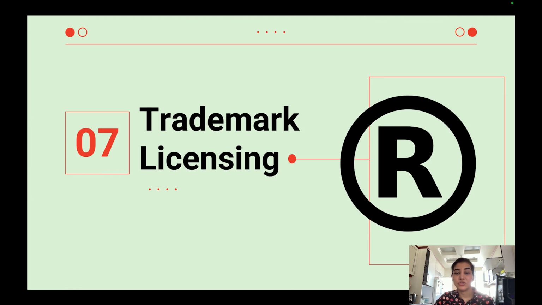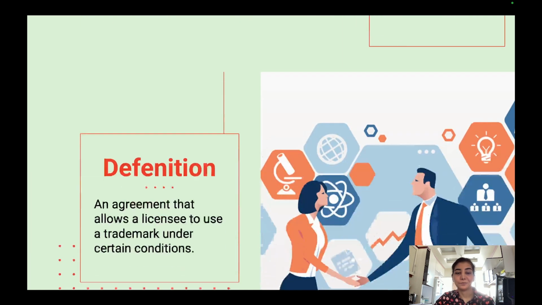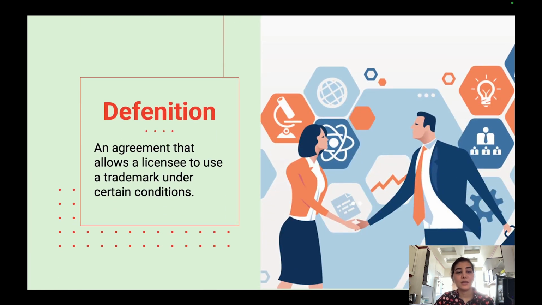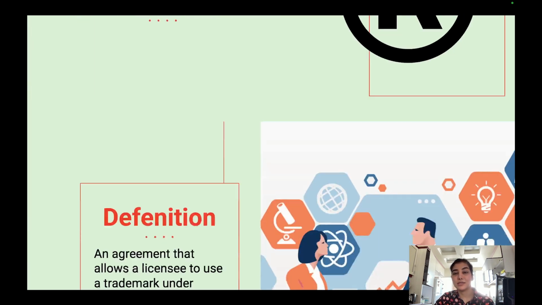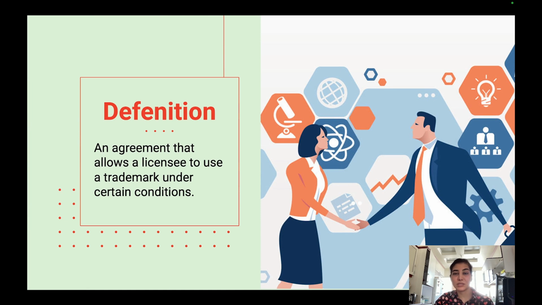Number seven, trademark licensing. Let's define it. Trademark licensing is an agreement that allows a licensee, a person or a company, to use a trademark under certain conditions. So a trademark licensing is an agreement between two parties, two companies or two persons, who agree with each other that one party uses the other party's trademark.